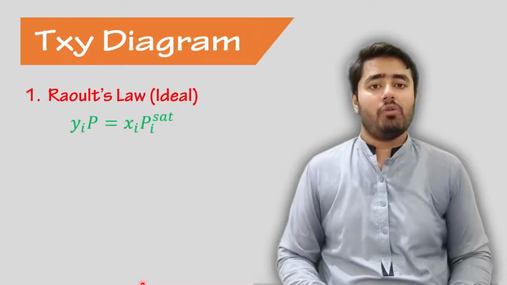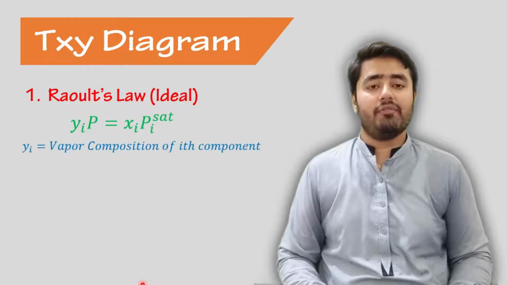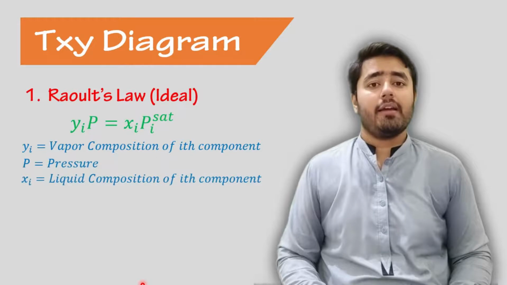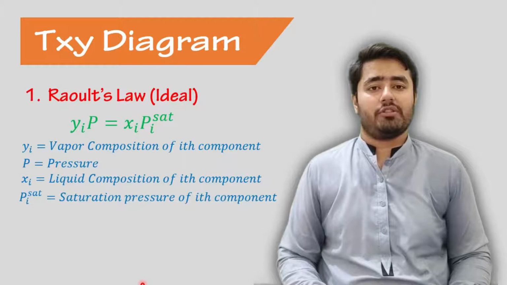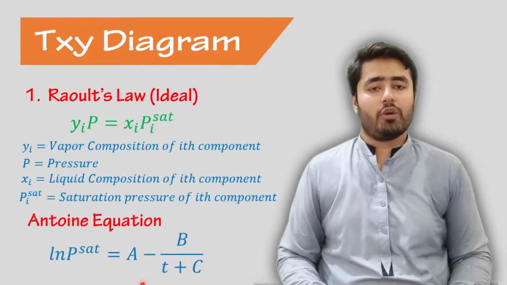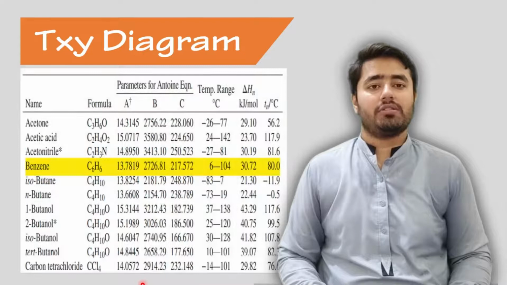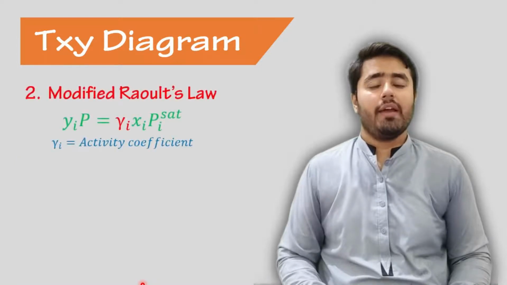The first one is Raoult's law. Here Yi is the vapor phase composition of the ith component, P is the pressure, Xi is the liquid phase composition of the ith component, and Pi sat is the saturation pressure, which can be calculated by the Antoine equation. Here A, B, C are constants and T is the temperature. The values of A, B, C can be determined experimentally and are given in different books as well. The second one is modified Raoult's law. Here the activity coefficient is also added and its values are also given in different books.